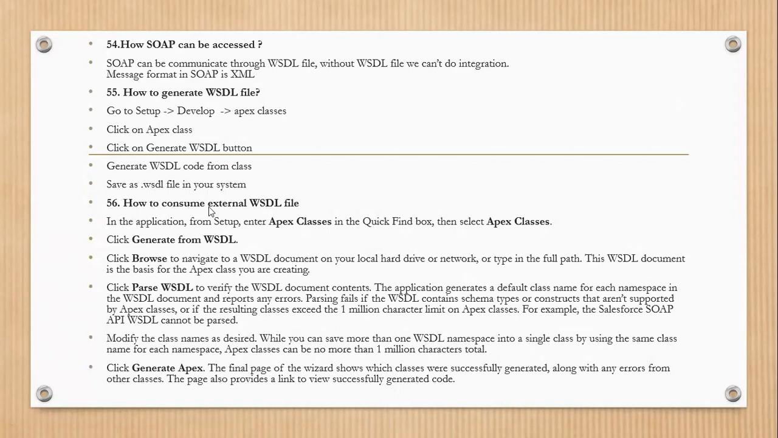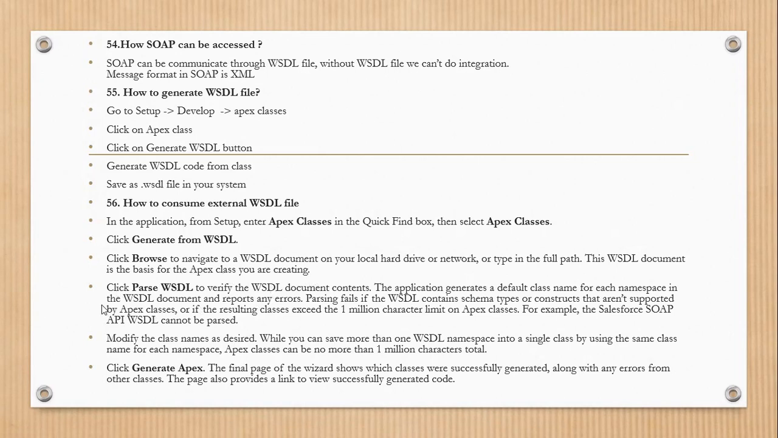Next question: how to consume external WSDL files in the application? From Setup, enter Apex Classes in the Quick Find box. Then select Apex Classes, click Generate from WSDL, and click Browse to navigate to the WSDL document on your local hard drive or network. Type in the WSDL document path, which is the basis for the Apex class you are creating.